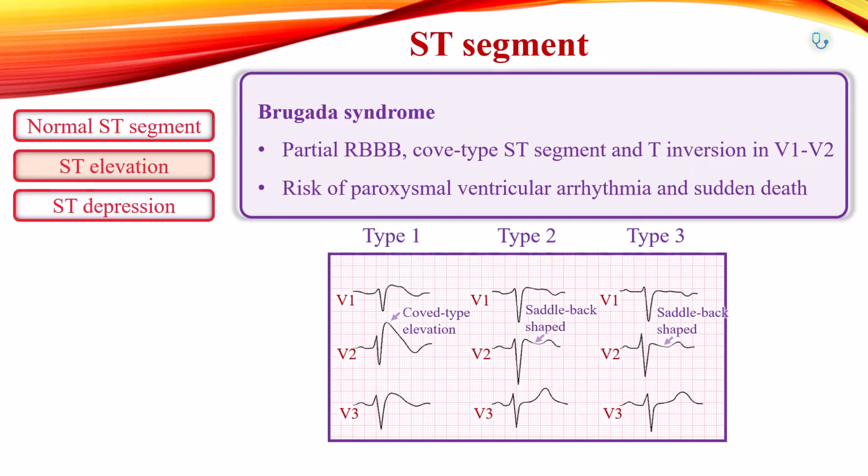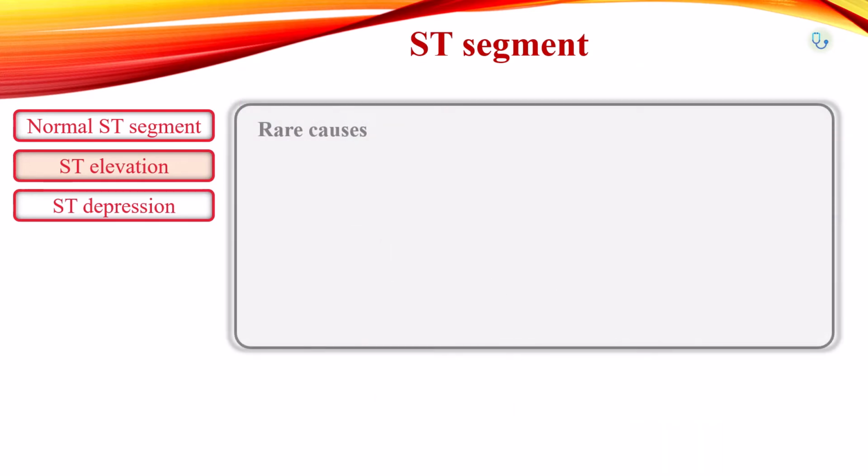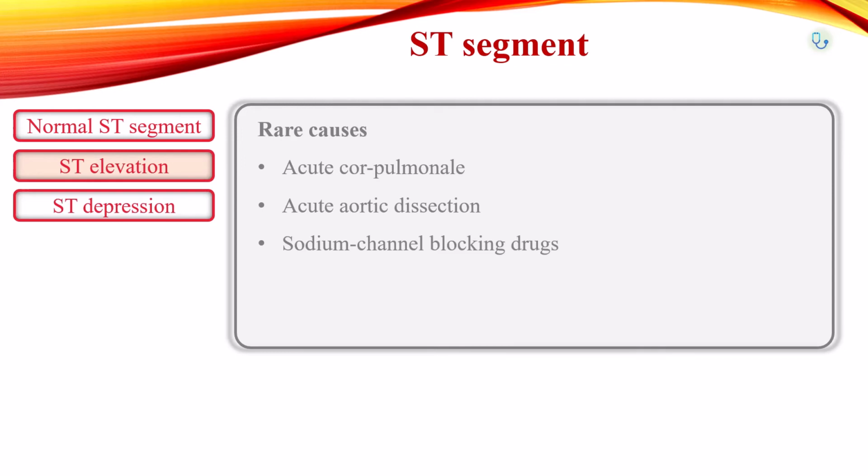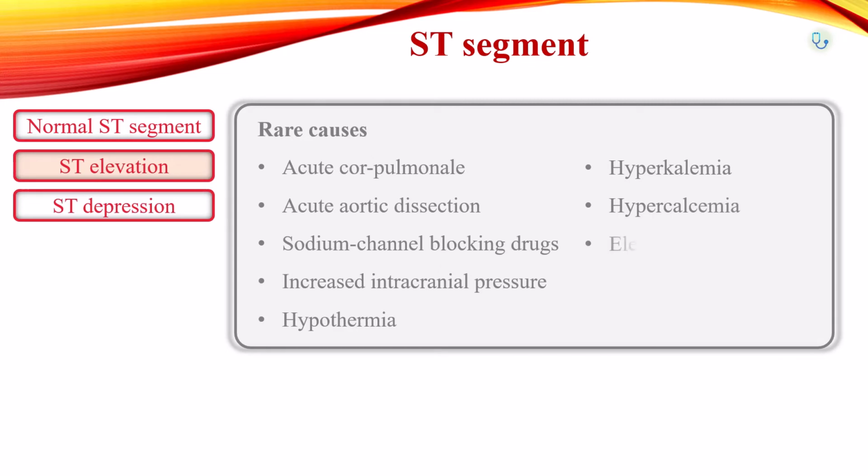Rare causes of ST segment elevation include pulmonary embolism and acute cor pulmonale, acute aortic dissection that causes inferior STEMI due to right coronary artery dissection, ST elevation secondary to QRS widening due to sodium channel blocking drugs, increased intracranial pressure, hypothermia, hyperkalemia, hypercalcemia, following electrical cardioversion, cardiac tumor and myocarditis.